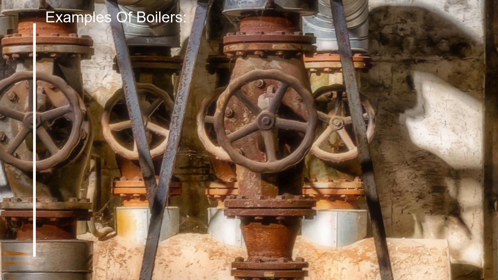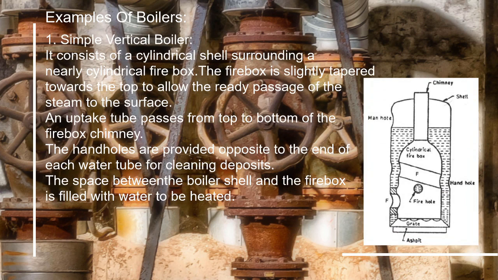Now, the examples of boilers that are practically in use are as follows. Simple vertical boiler. It consists of a cylindrical shell surrounding a nearly cylindrical firebox. The firebox is slightly tapered towards the top to allow the ready passage of the steam to the surface. The firebox is fitted with two or more inclined cross tubes, F and F, as shown in the figure.